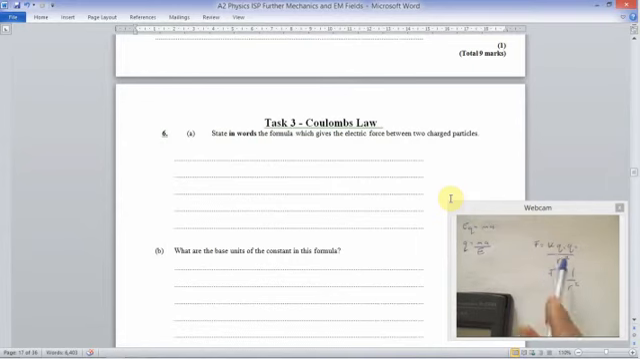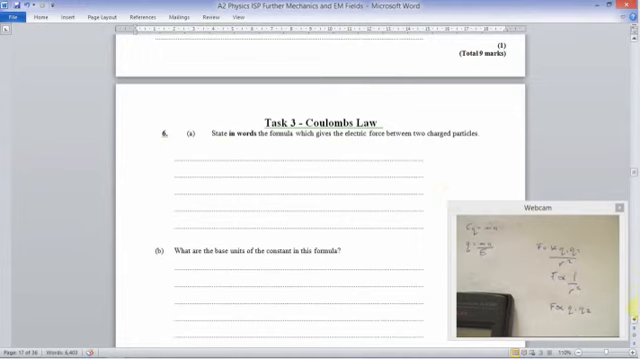Okay, so that's essentially this equation here, but we want that in words. So the idea is the force between two charged particles is directly proportional to the product of their charges and inversely proportional to the distance between them squared. Okay, so the idea is that F is proportional to 1 over the distance between them squared. So F is inversely proportional to the separation squared, but F is also directly proportional to the product of the charges. So remember, product is where you're multiplying them, sum is where you're adding them together. So the product of the charges.